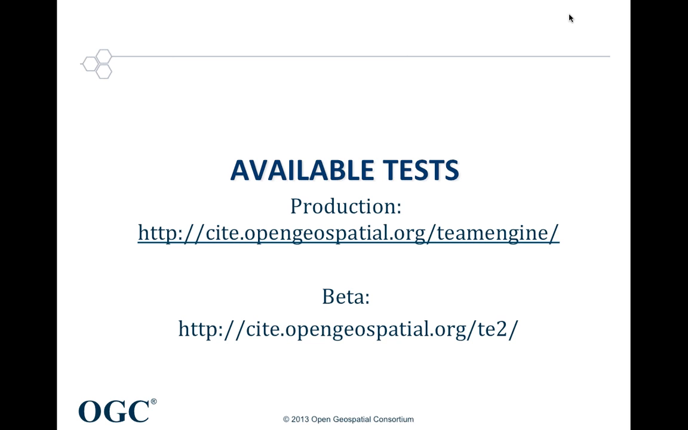So we have two testing facilities. One is a production facility, which is the one that we use when you want to get certified, and the other one is a beta testing facility, where we have all the tests that are in process to get approved by the OGC, and we have also the latest version of the tests. I'm going to show both of them.